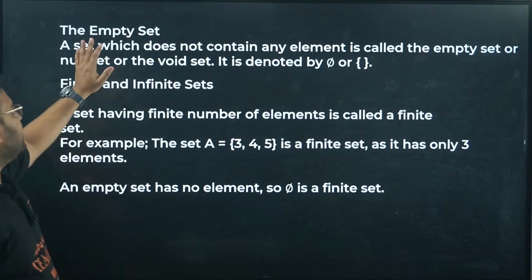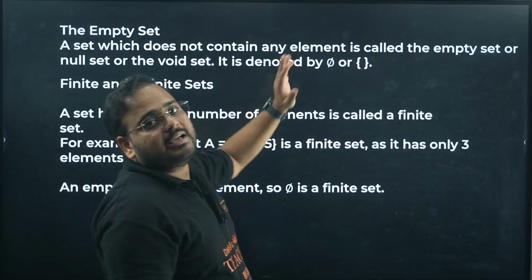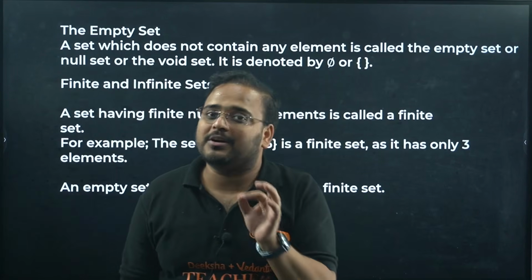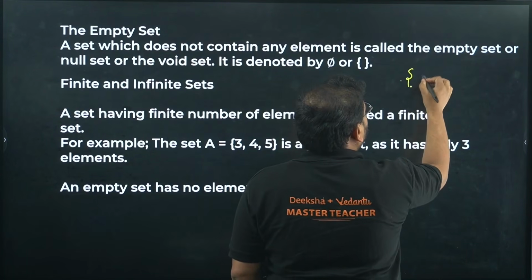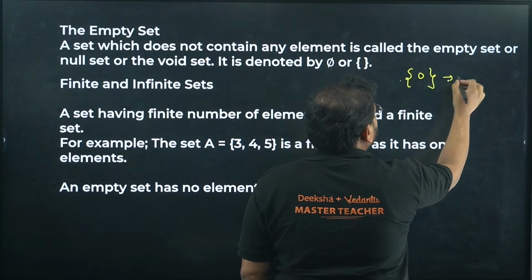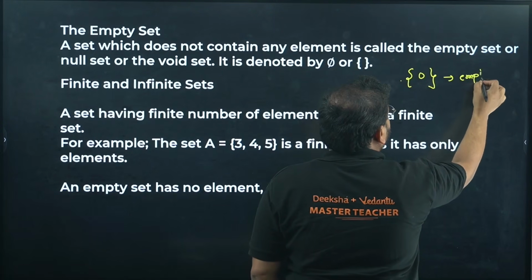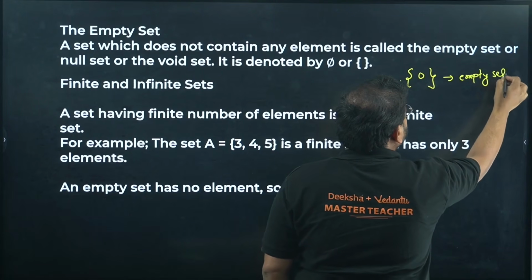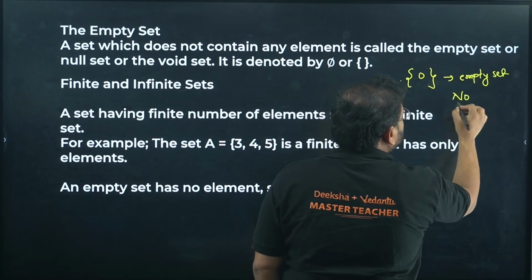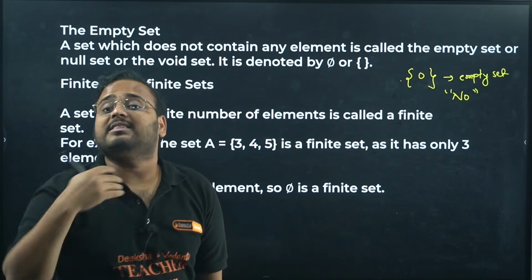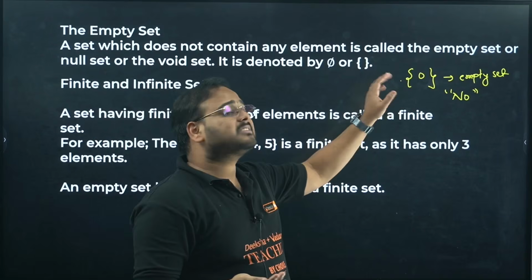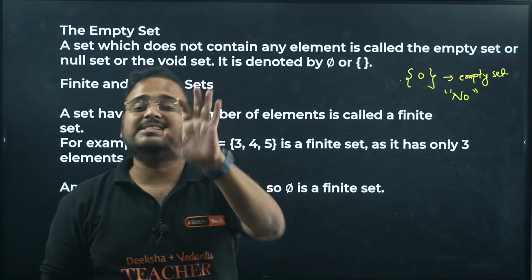We have the empty set. A set does not have anything in it, not even 0. If you ask me, sir, if you write this, will this be an empty set? My answer is no. This is not an empty set, okay? Because empty set means it should have nothing in it. If you write 0, it means it still has one element, which is 0, in it.